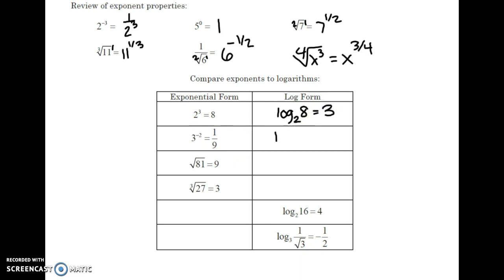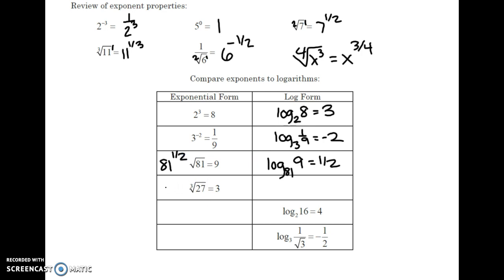All right, for this problem, the base here is 3. Then I'm going to switch the exponent and what it's equal to. So it'll be 1/9 equals -2. All right. This problem, I need to do a little work before I get to do this. I need to change this to an exponent because if you don't have exponents, then something's not right. So this is equivalent to 81 to the 1/2 power. So now my base is 81. That's what's underneath the exponent. And then I switch the 1/2 and 9. So 9 equals 1/2.